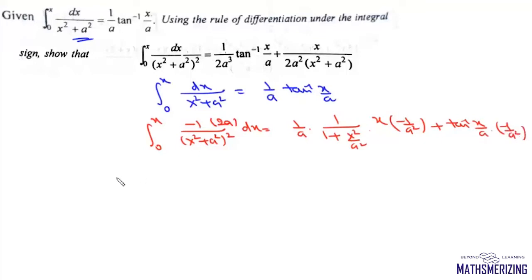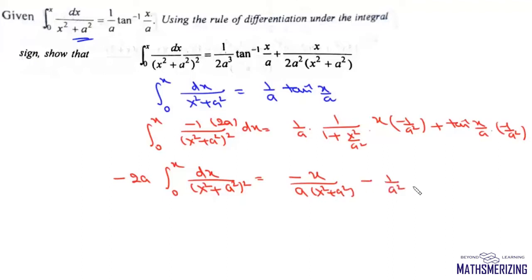Now here we'll take minus 2a common, so it will be minus 2a, and then this integral from 0 to x dx upon x square plus a square whole square, and here it will be minus x upon a into x square plus a square minus 1 upon a square tan inverse x upon a.